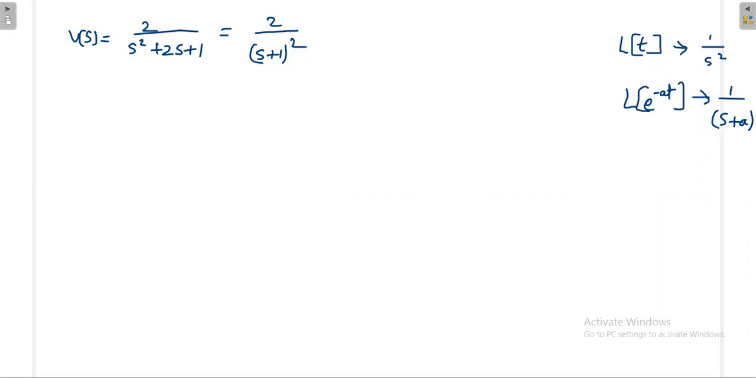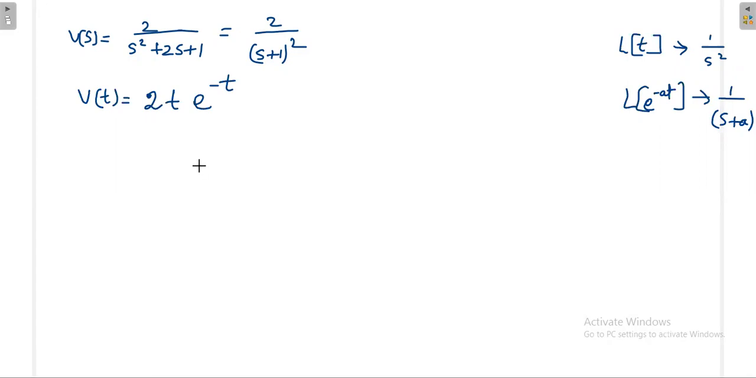Then if you take the inverse Laplace transform, the Laplace transform of t is equal to 1 by s square only. So you can take the two separately. Then t multiplied by e power minus t is the solution. Okay, so you try the same example with the time domain technique.